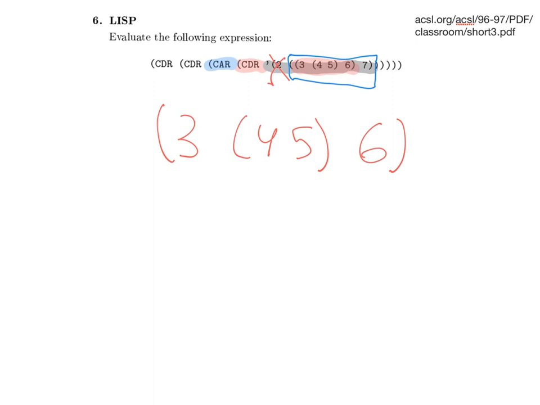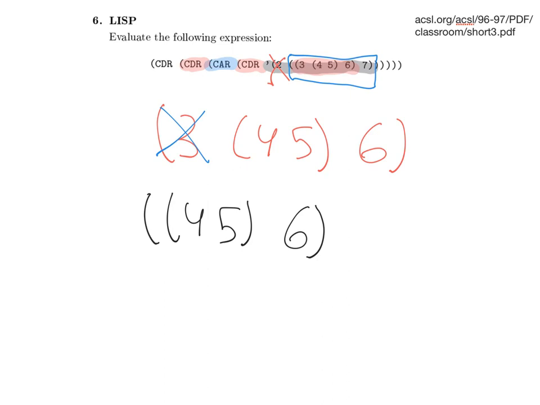So we're taking everything but the first element, which means that we're going to be knocking off this 3 right here. So the next list that we're going to be having is going to be (4, 5) as the first element, and then a 6. So now we're moving on to the last operation, which is another CDR.